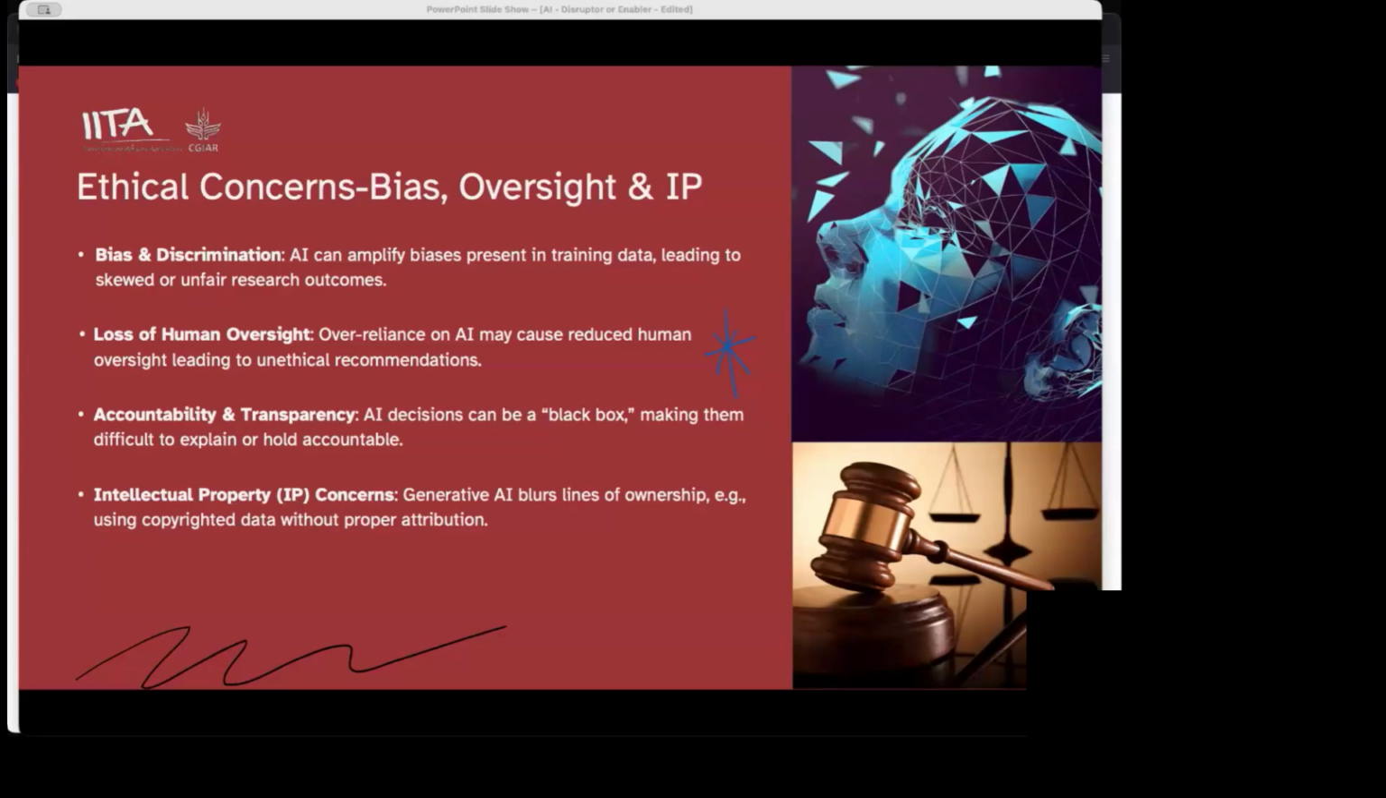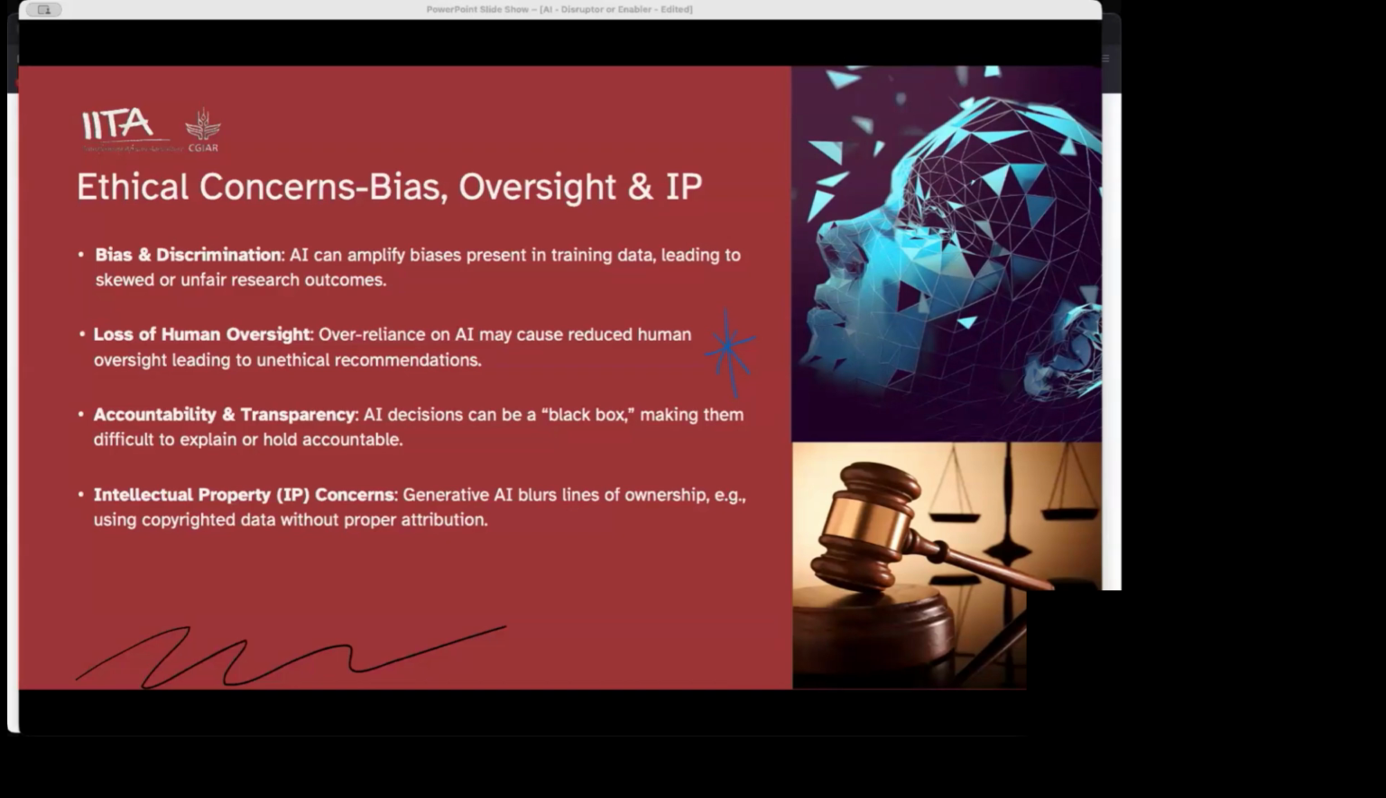Let's say an AI hiring tool trained on past hiring decisions might lean towards gender or racial biases if those existed in the data that it was trained on, and then unfairly screen out certain groups. Or in research, if you have a predictive AI model built mostly on data from, let's say, a Western population, it might not perform well for other populations. That is a bias problem. The outcome can be one-sided or unfair, which is a big ethical and reputational issue. So we must evaluate our AI tools for bias and adjust them or constrain them to mitigate this.